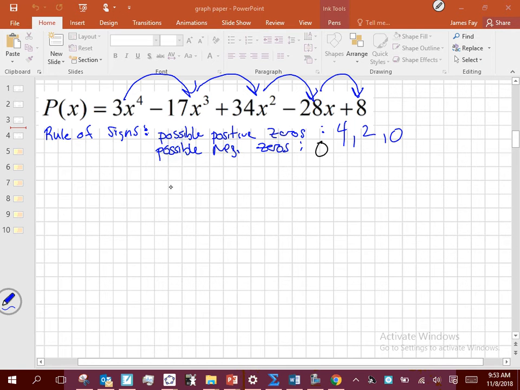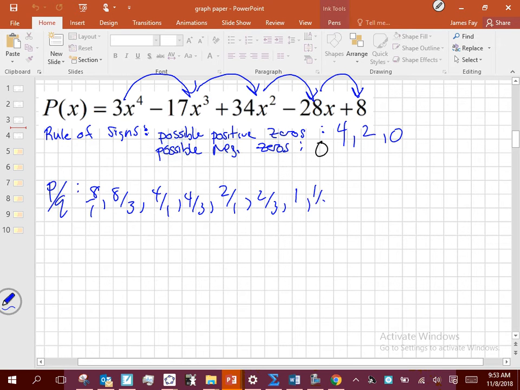Now, we want our P over Qs, okay? So our P over Qs are the same as what they were in the quiz, so I'm just going to write these real quick. They're plus or minus, and I'm only going to look at the plus ones because we knew the minus ones are going to kind of go out the window here. We have 8 over 1, 8 over 3, 4 over 1, 4 over 3, 2 over 1, 2 over 3, and then 1 over 1 and 1 over 3, right?